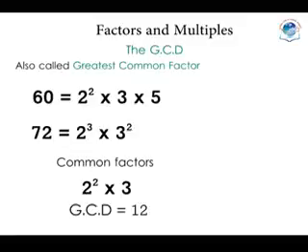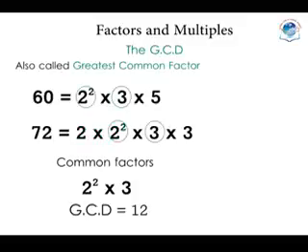But you might think 2 squared and 3 are only found in 60. But actually, they are found in both. 72 is equal to 2 raised to power 3 times 3 raised to power 2. This 2 raised to power 3 can be expressed as 2 times 2 raised to power 2. And this 3 raised to power 2 can be expressed as 3 times 3. That way, you will be able to see the common factors.